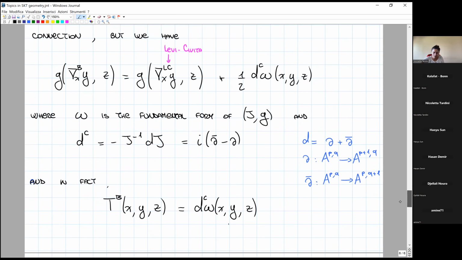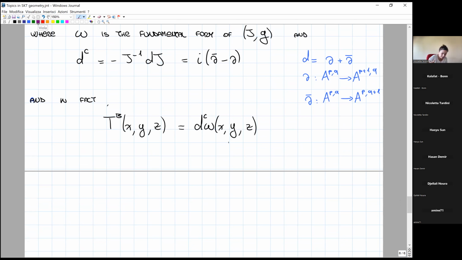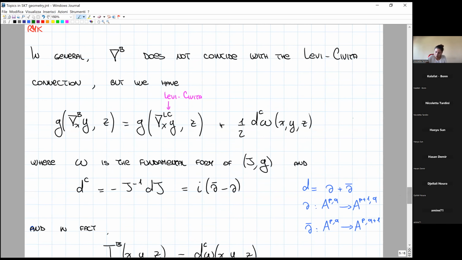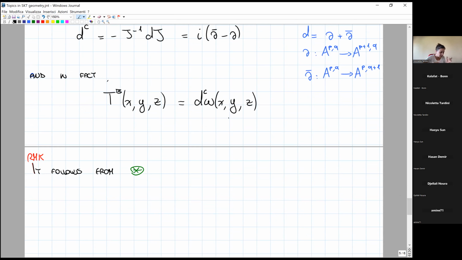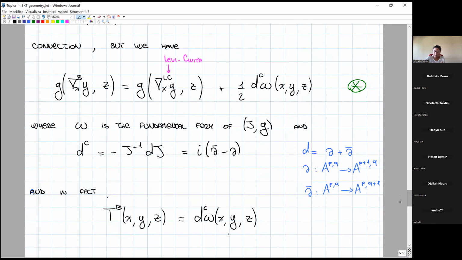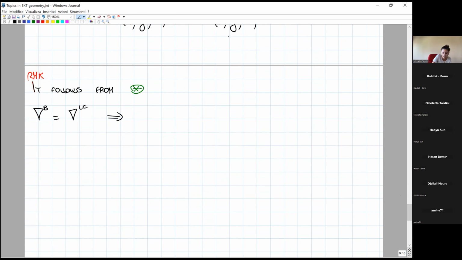So maybe some of you already thought about this, but so, remark. Let me put a star here for this formula, the formula that relates the Bismuth and the Levi-Civita connection. It follows from this formula that nabla B coincides with nabla C. So when do the Bismuth connection and the Levi-Civita connection coincide? They coincide when d^C of omega is zero, right? When we don't have that term. So they coincide if and only if d^C of omega is equal to zero.